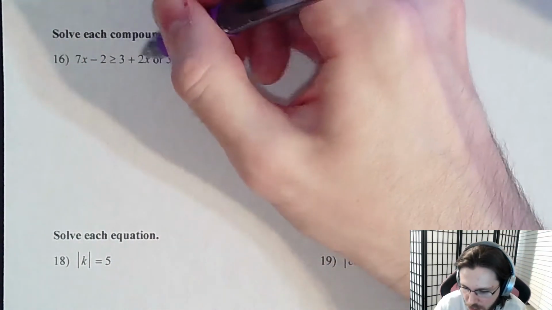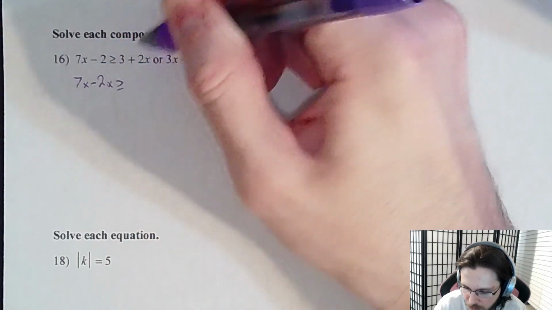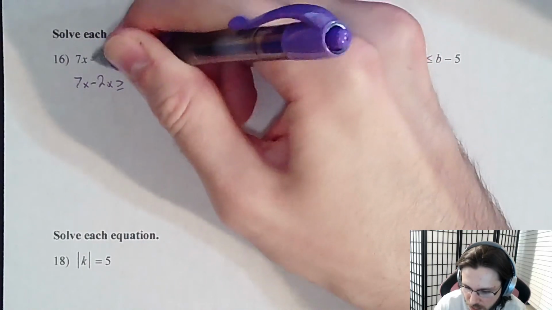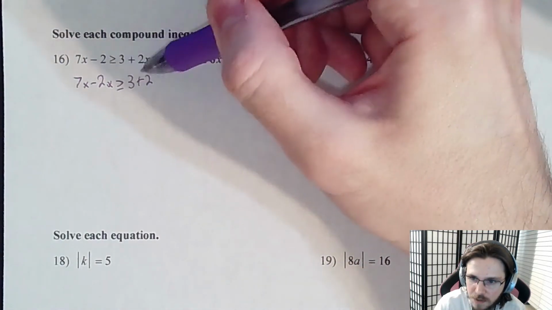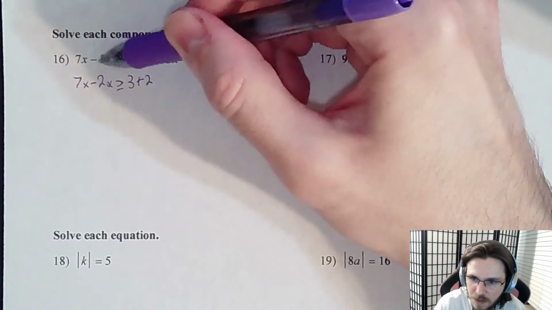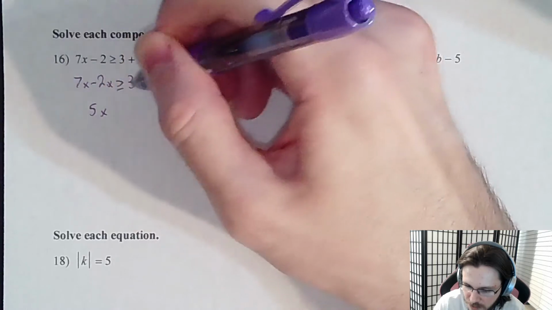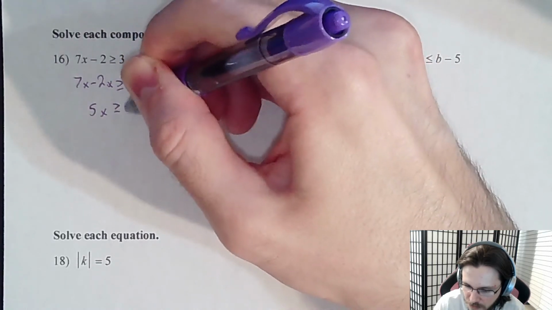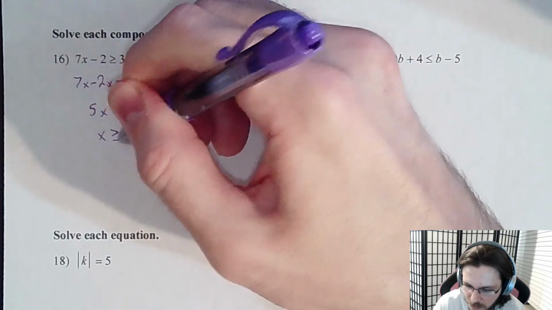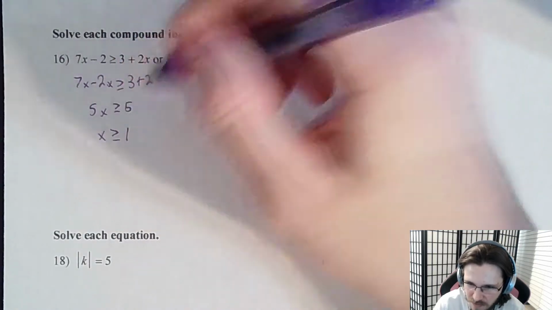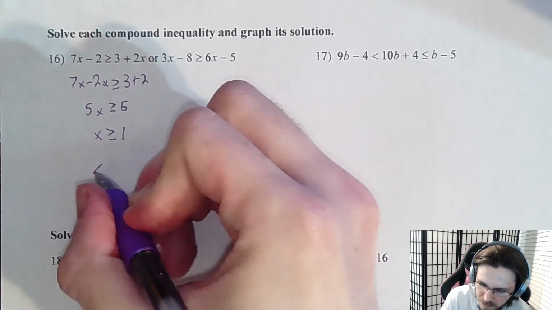So here we're going to take that 2x, move it to the left, greater than or equal to, take that negative 2, move it to the right, so 3 plus 2. So took that 2x, moved it here, that negative 2, moved it right. 7x minus 2x is 5x. 3 and 2 is 5. Divide both sides by 5, and you're going to get 1. So again, I divided both sides by 5. Sorry for not showing the work, but I don't think I can squeeze it in there. My bad.